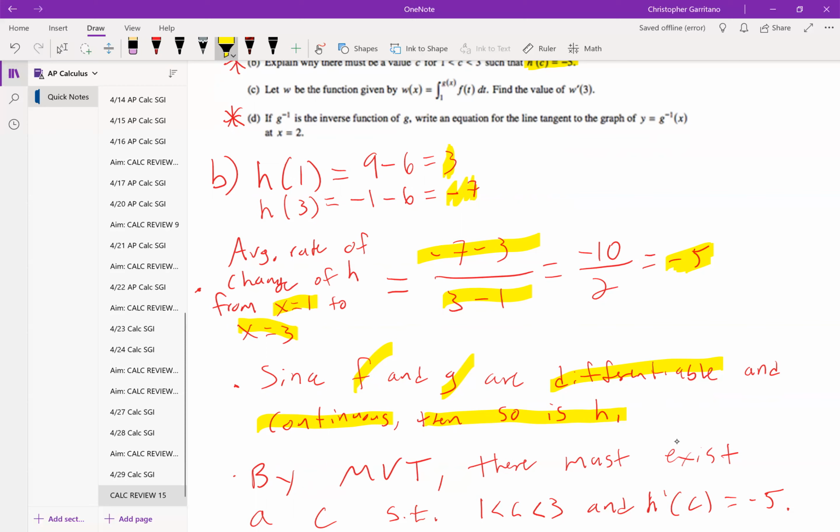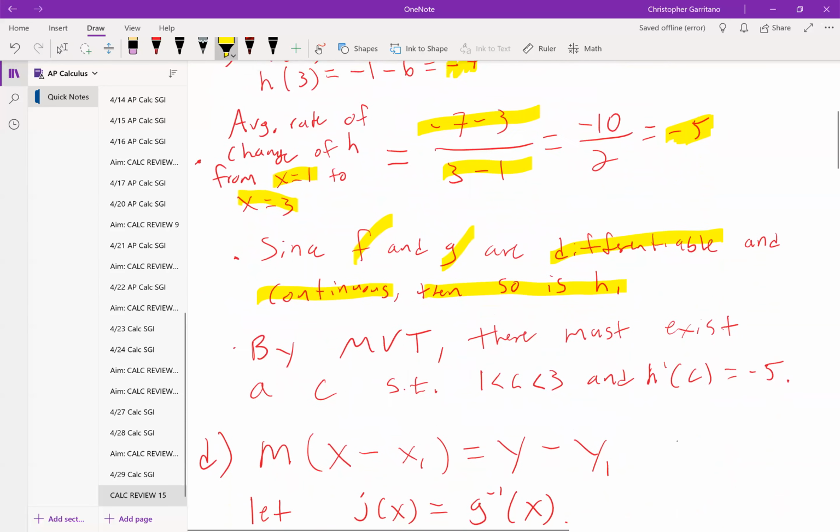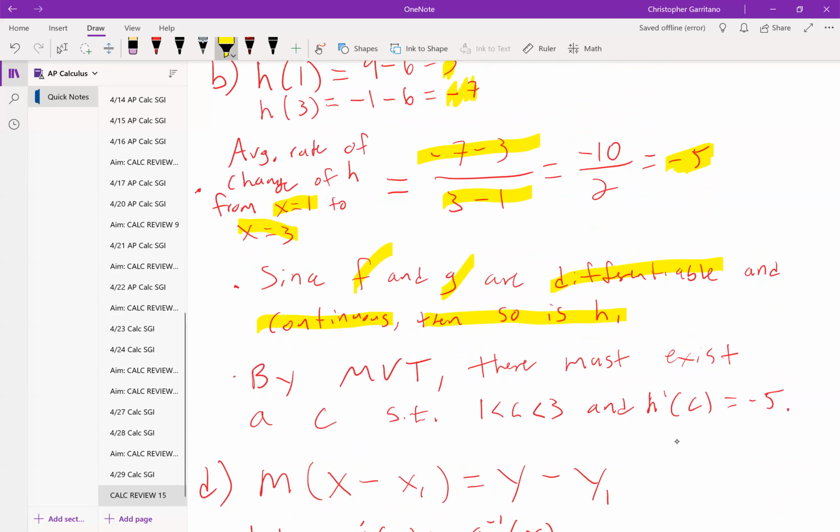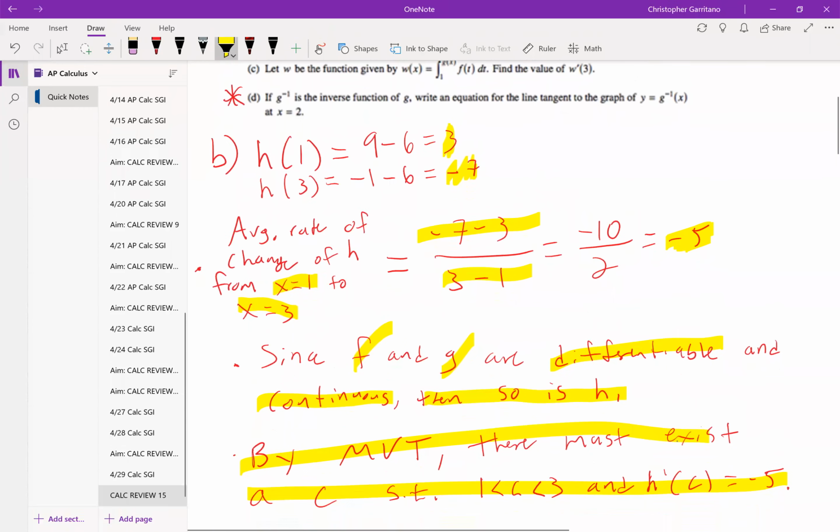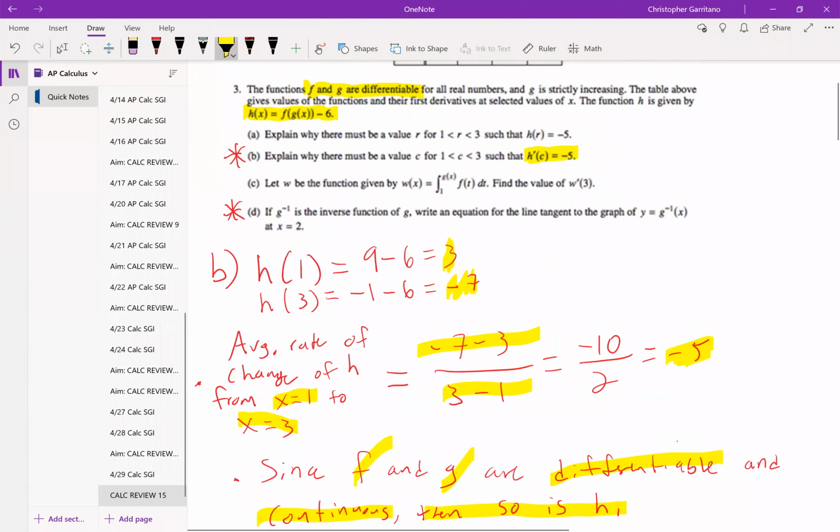So showing this average rate of change, specifying that you know that h is differentiable and continuous. Now that we have all that information, we can now use the mean value theorem. We can now make this last statement. By the mean value theorem, there must exist a c in between 1 and 3 such that h prime of c is equal to -5. All right, and there you have it. So that's how you would approach a problem like part B using the mean value theorem.